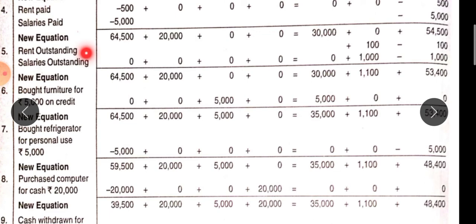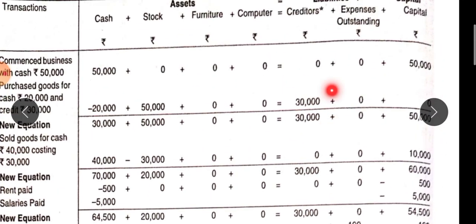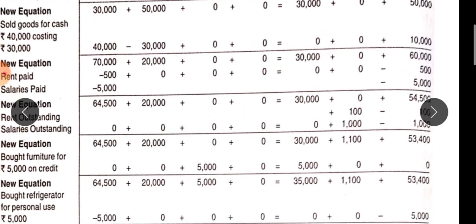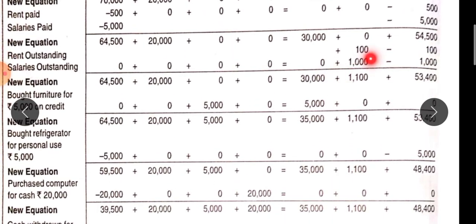It will also have two effects. Both will be on the liability side. See, expenses incurred will reduce capital, so rent outstanding 100 will be deducted from capital and it's a liability. So a new column has been made for outstanding expenses, and outstanding expenses will increase by 100 rupees. In the same manner, for salary outstanding, the effect will also be on the liability side. Outstanding expenses as a current liability will increase by 1,000 and capital will reduce by 1,000 rupees.